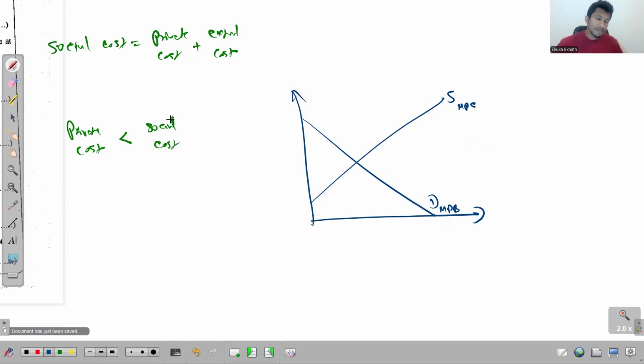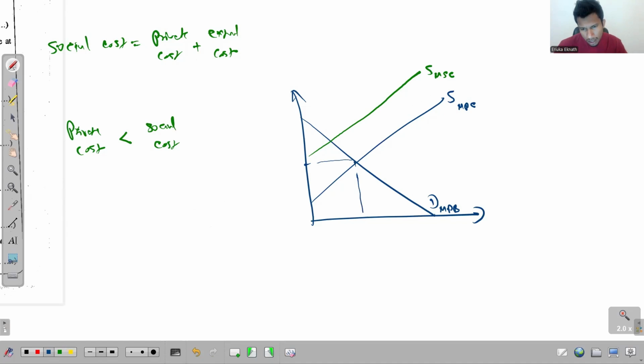And as we discussed, if the firm has ignored the external cost, their private cost must be lower than the social cost. So if I draw another supply curve based on the marginal social cost, that has to be on this side from this initial supply curve. Why? The social cost is higher than the private cost, right? Then let's see what will happen.